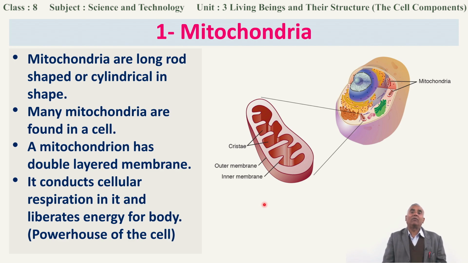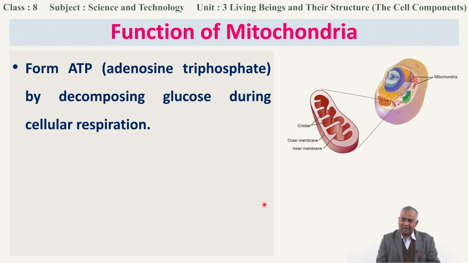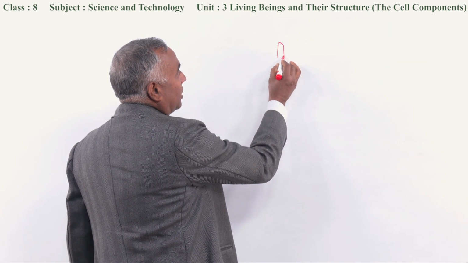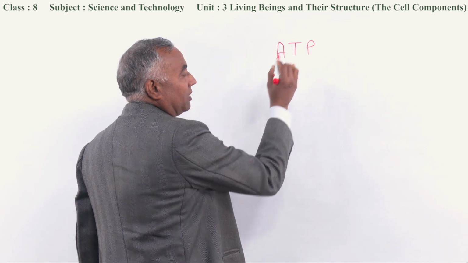Mitochondria are powerhouses of the cell. Okay. Now, what is its function? Some function you have found. Again, mitochondria form ATP. ATP means adenosine triphosphate. ATP is adenosine triphosphate. Yes.